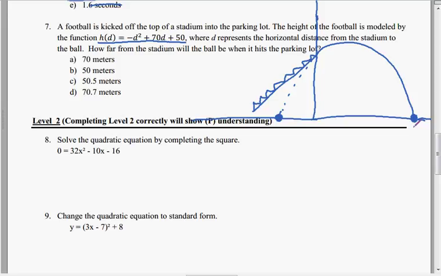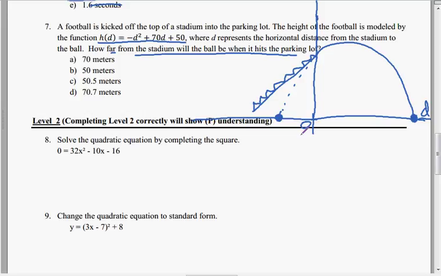So I need to find the x-intercepts because that's actually going to give me the distance. It's asking for how far from the stadium the ball will be when it hits the parking lot. It's asking for this distance. If this is my coordinate system, this is 0. I'm looking for the x-intercept. So I have to try to factor this equation.